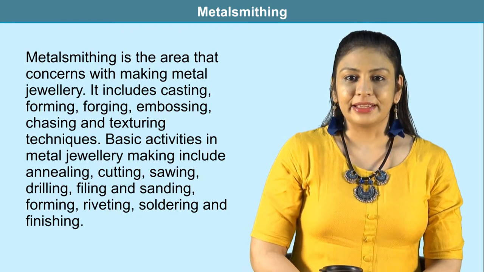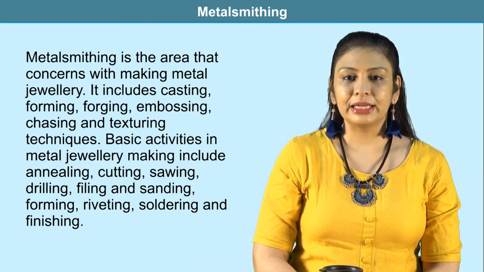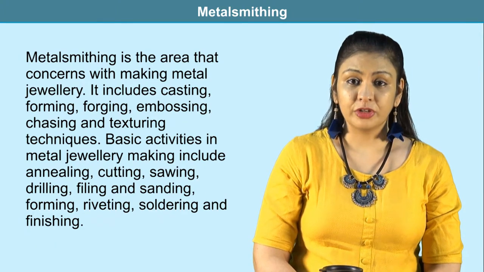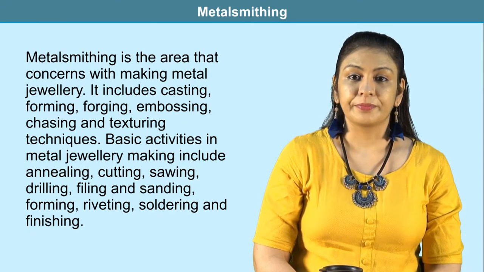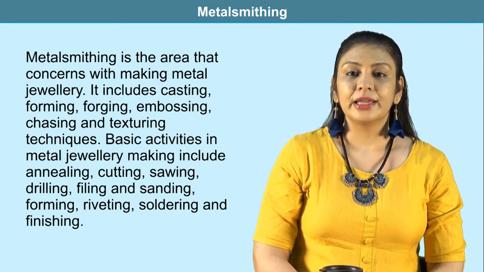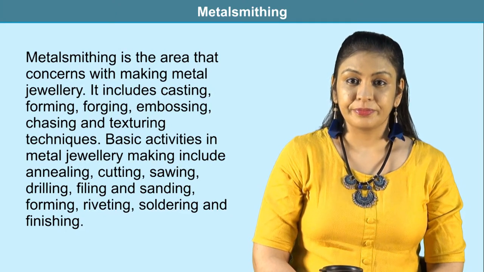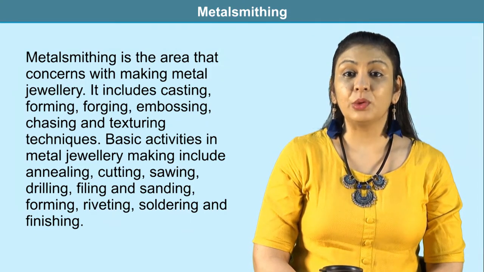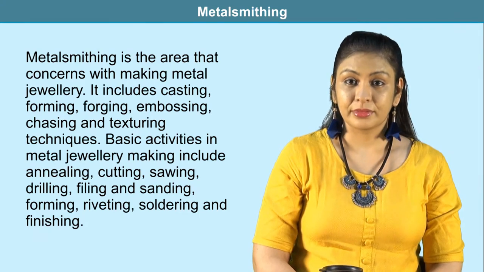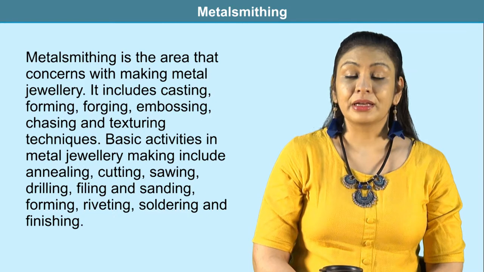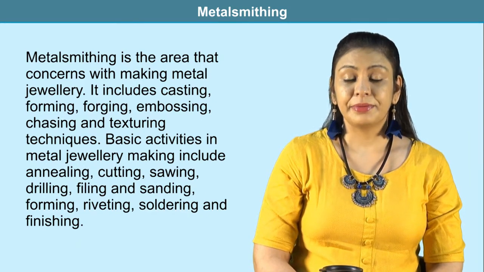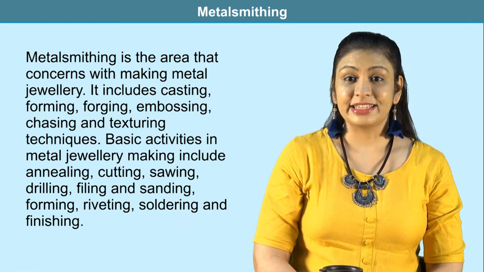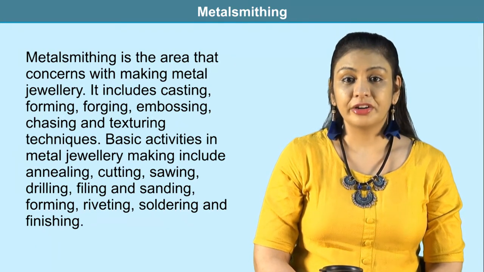Metalsmithing. Metalsmithing is the area that concerns metal jewelry making. It includes casting, forming, forging, embossing, chasing, and texturing techniques. Now, metal jewelry making can be divided in several ways. Even jewelry made using metal wire comes under metal jewelry making. Metal can be melted and cast to create pieces. Sheet metal can also be folded, formed, chased, or embossed in order to create ornaments.